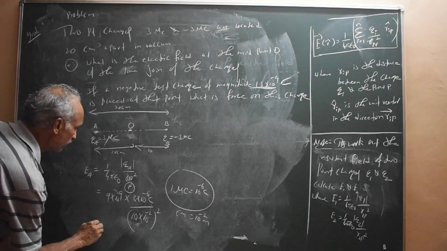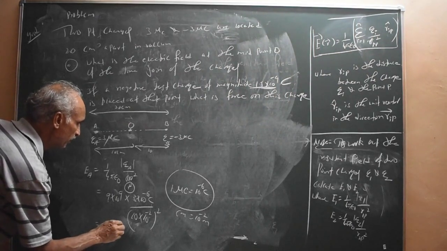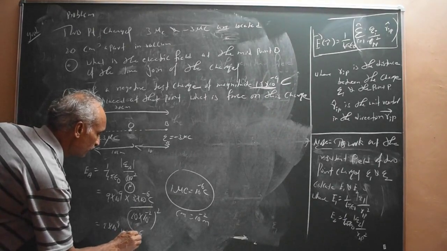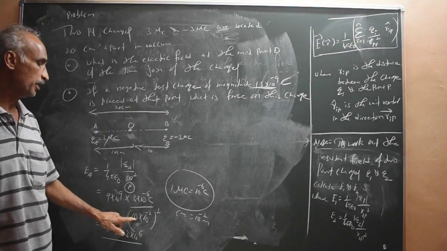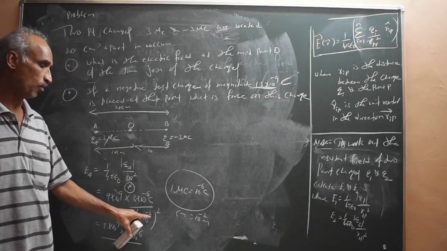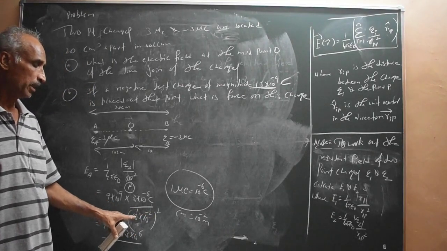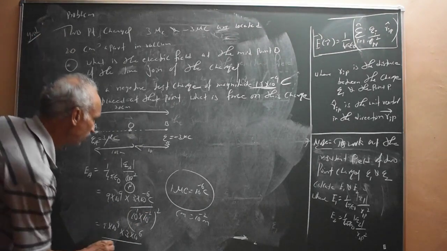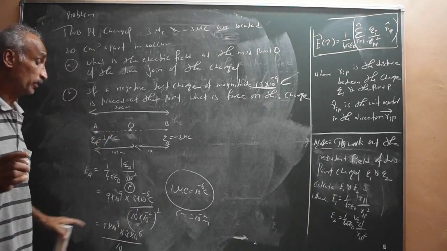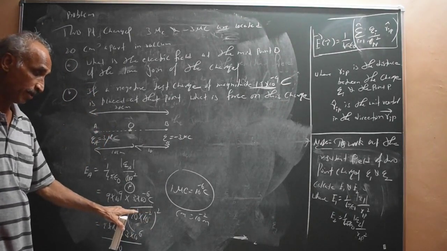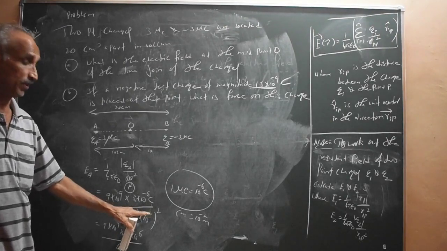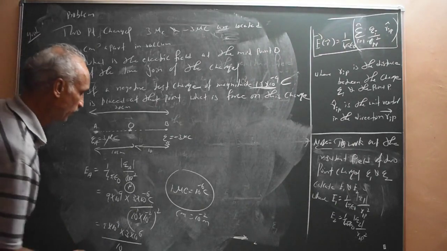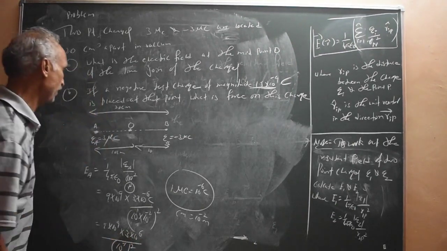Now work out this quantity. 9 into 10 to the power of 9 into 3 into 10 to the power of minus 6, upon 10 into 10 to the power of 1 into 10 to the power of minus 2. Theory of indices: a raised to m into a raised to n is a raised to m plus n. Sorry, not m minus n. So 1 plus of minus 2 is 1 minus 2, which is minus 1, the whole square.